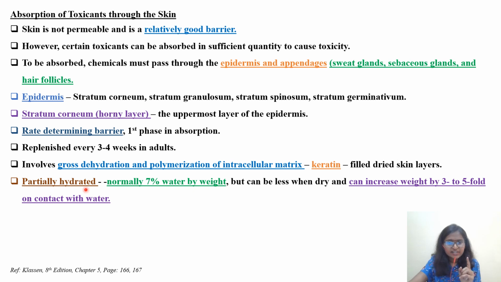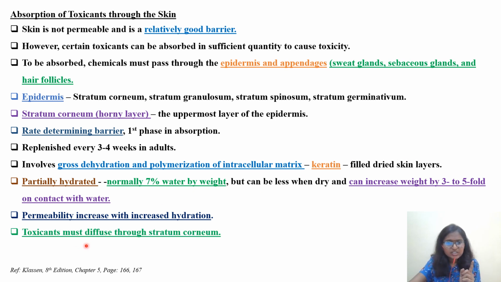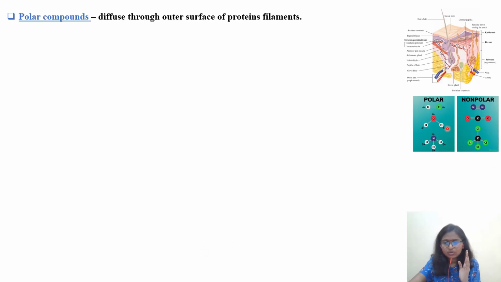Next, it is partially hydrated, normally 7% by weight, but can be less when dry, and can increase 3 to 5 fold in weight when it comes in contact with water. Permeability increases with increasing hydration, as we have seen in the previous slide. Toxicants must diffuse through the stratum corneum because this is the rate limiting step. Next, we'll see the nature of the chemical. Polar and non-polar components affect the permeability. Polar compounds diffuse through the outer surface of the protein filaments.